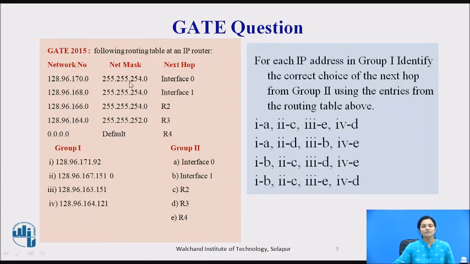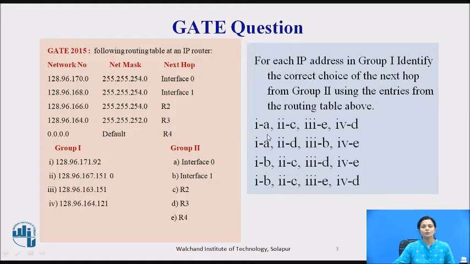So every network is having some different mask. Here 255.255.254.0, and that is the network number 128.96.170.0. Like this, the last one, if you see, 128.96.164.0, and its mask is 255.255.252.0. So here some other networks are given or they want to travel into the network. So we have to find out which interface or which next hop will be possible from this table.